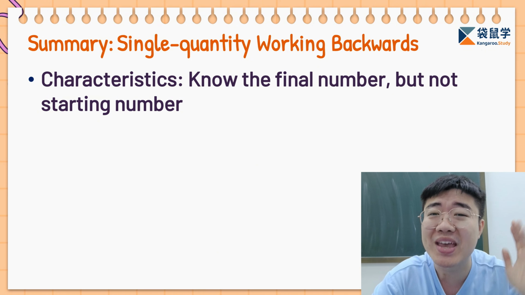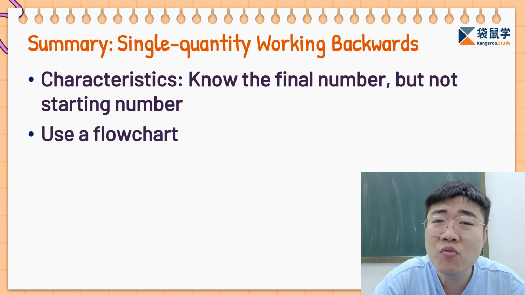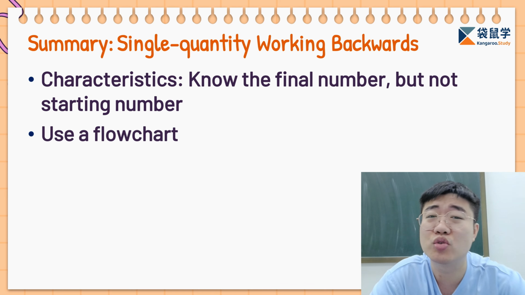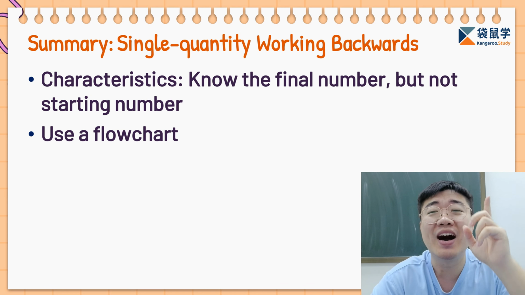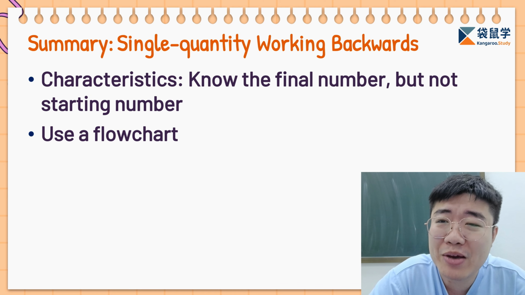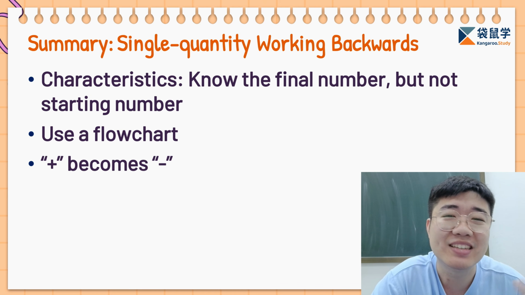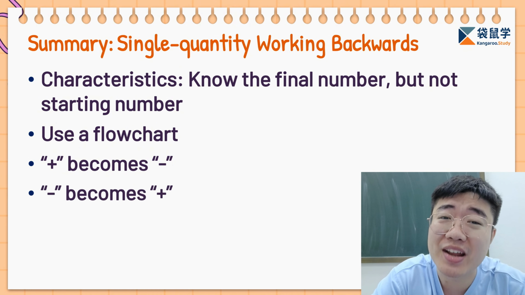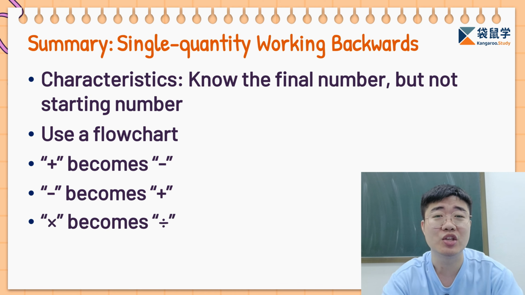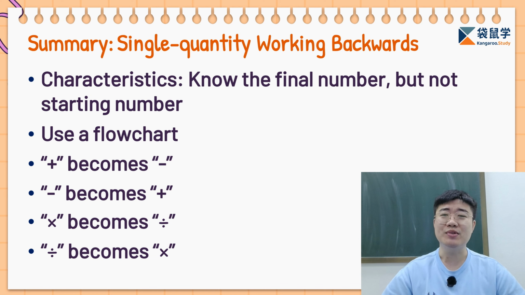So what we can do is we can use a flowchart, like what we did just now. When we are working backwards, what should we do, everyone? If it's a plus when working forwards, good. When it's working backwards, now you change the plus into a minus. How about minus? Yes, change it into a plus. How about times? Times, change it into divide. And then divide, change it into times. This is for the first question.